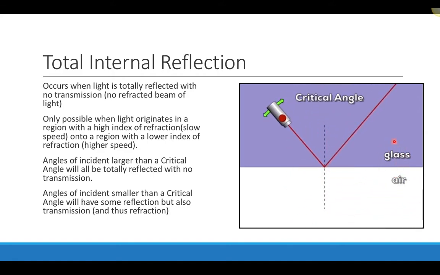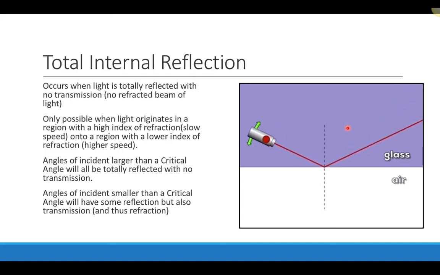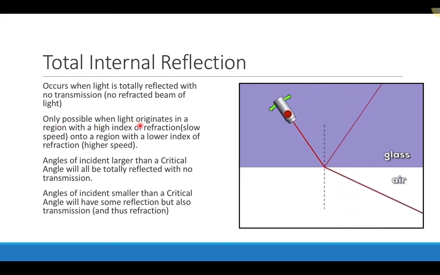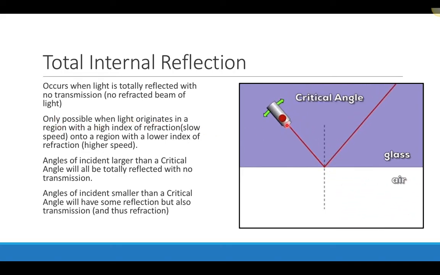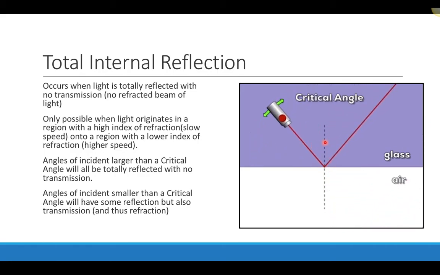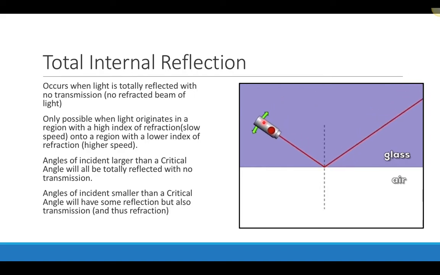Basically, I have light that's starting off in glass and then traveling into air. It does go into the air at first, but then it reaches a point where all of the light is reflected. So here's what's called the critical angle, and then I have total internal reflection: any angle of incidence beyond that critical angle, and all of the light is reflected.